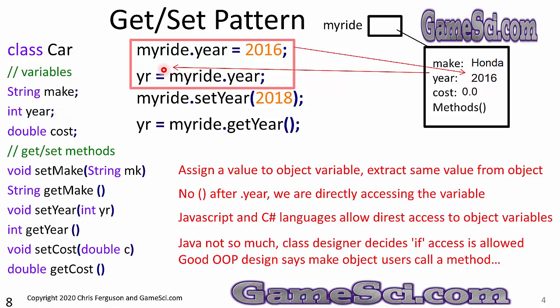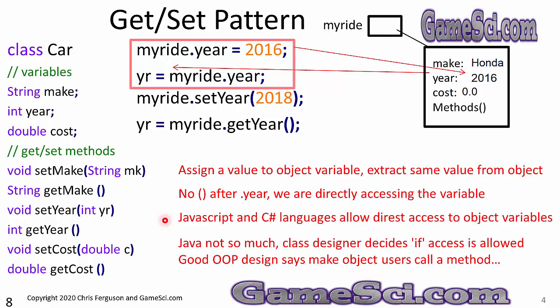This is an int year. So I'm going to say myride.year equals 2016. Assign a value to an object variable, then extract the same value from the object. So this 2016 gets inserted into the object into the year variable right there. Myride says go to the reference, and inside the reference, go inside the object and access the year variable. No parentheses after the dot year. We are directly accessing the variable year within the object. Objects have variables inside them. Objects have methods inside them. If you don't see parentheses here, you're accessing a variable within the object.